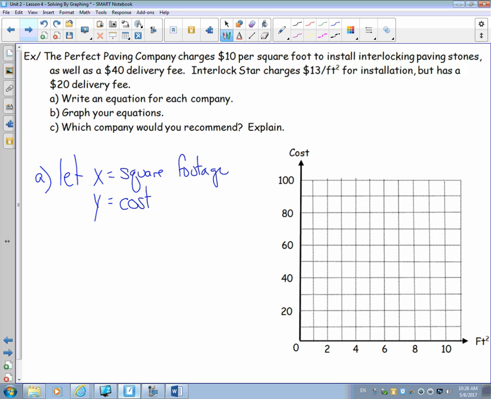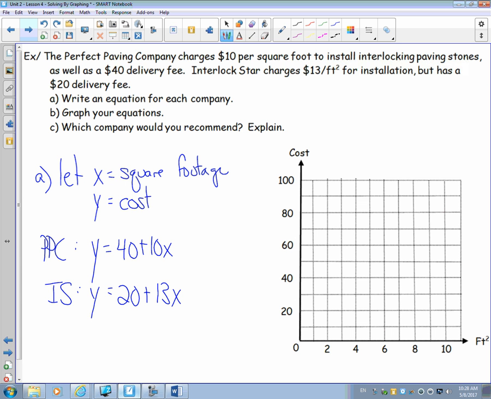So we should have two equations. Our Perfect Paving company should have the cost, the Y, and it should be $40 for delivery plus $10 for every square footage. Okay. The second company, Interlock Star, should be the same idea. It's going to cost you $20 to deliver plus $13 for every square footage.